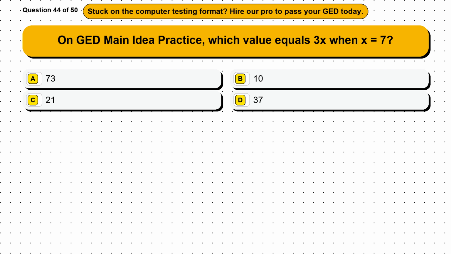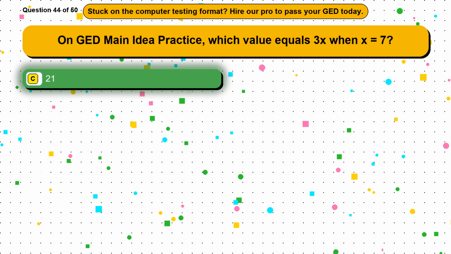Question 44. On GED Main Idea Practice, which value equals 3x when x equals 7? Option A 73. Option B 10. Option C 21. Option D 37. The correct answer is option C. 21.